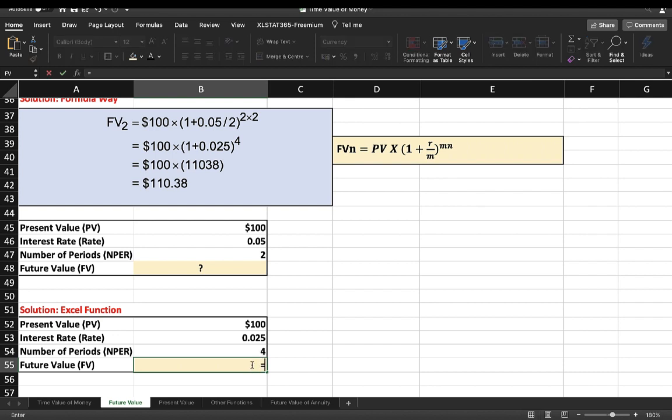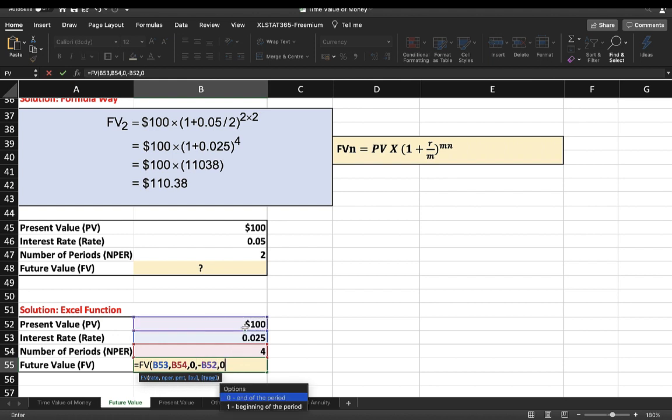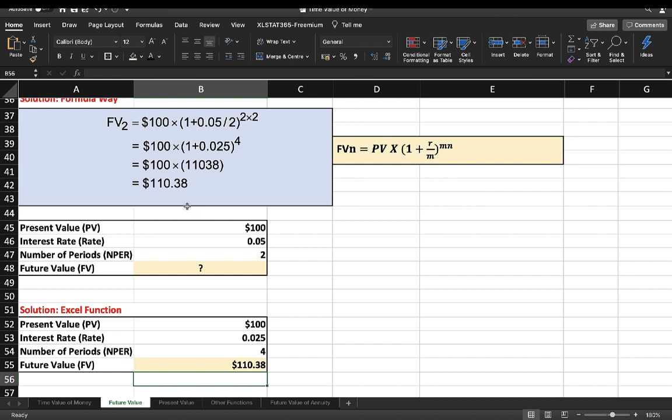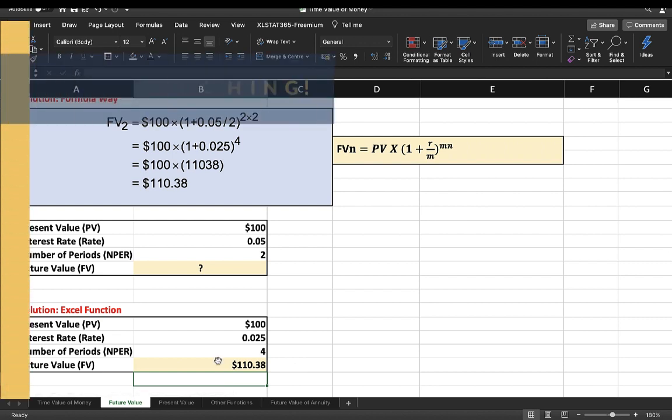Now we'll put the simple function. What is the rate? Rate is this one, comma, NPER, comma, payment is 0, comma, present value is, comma, 0. We have got the same answer as it was before. So this way we can calculate the compounding periods. So that's all about future value calculations.